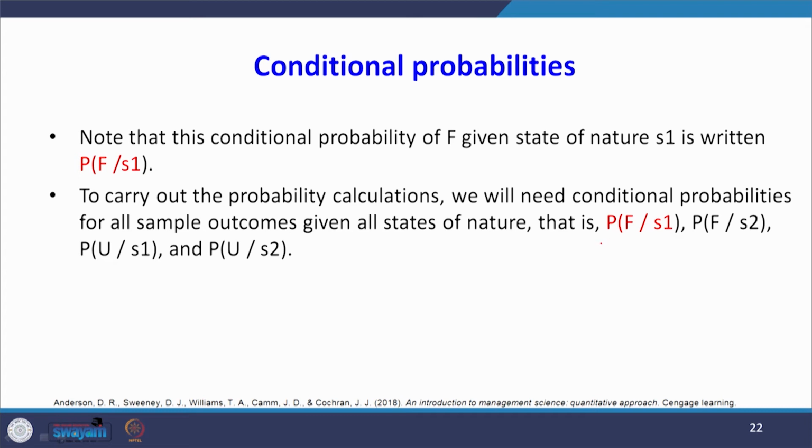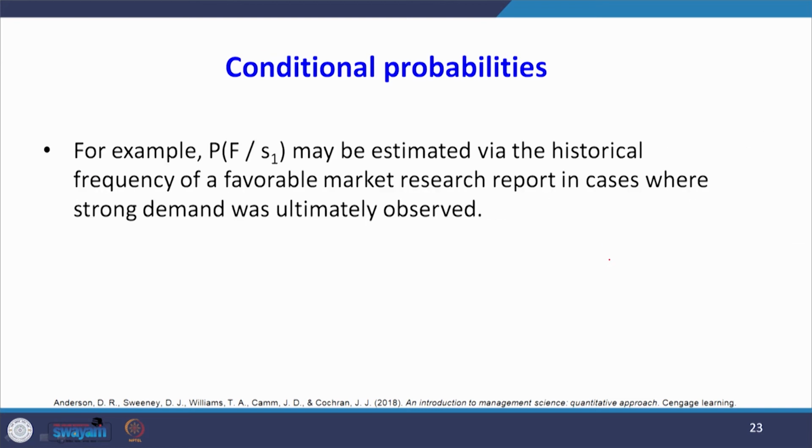To carry out the probability calculation, we will need conditional probabilities for all sample outcomes given all states of nature, that is P of F given S1, P of F given S2, P of U given S1, P of U given S2. Remember, these values relate to the market research study company. They discuss the credibility of the report of this market research company. For example, P of F given S1 may be estimated via the historical frequency of a favorable market research report in cases where strong demand was ultimately observed.